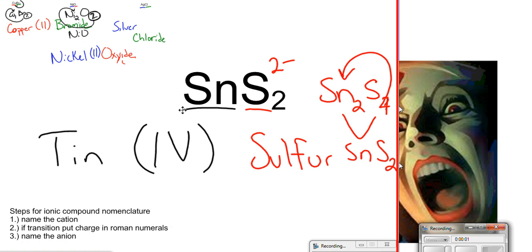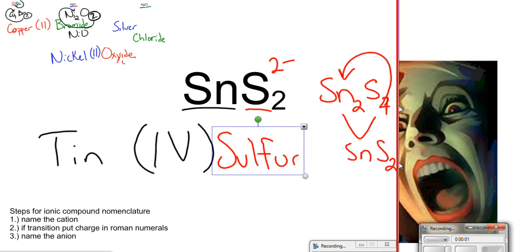Sulfur becomes, sulfur's weird, you don't erase anything, you just add the I. It becomes tin sulfide. Ooh. Yes, you knew about something. Shame on me. Tin 4 sulfide.